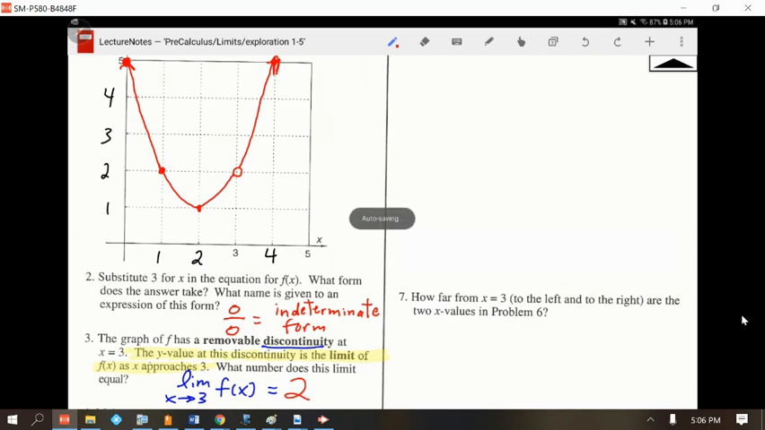In case you're wondering what limits are, a limit is a y value. The limit is the y value. Whatever the y value is, that's the limit.